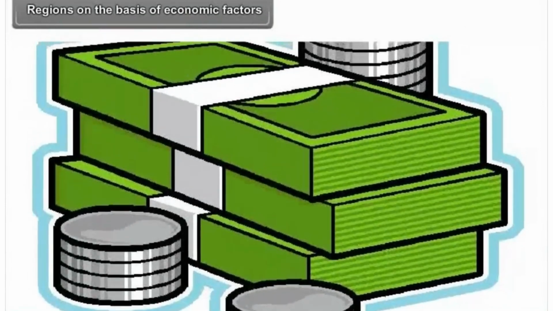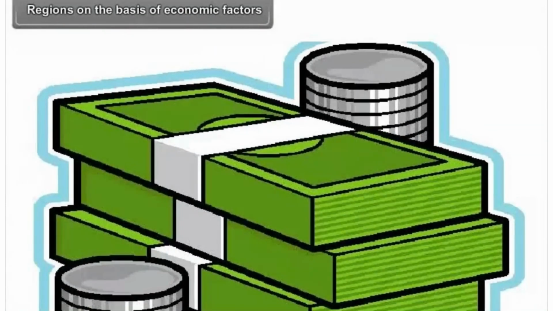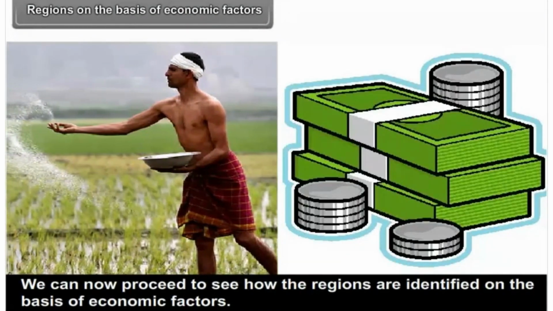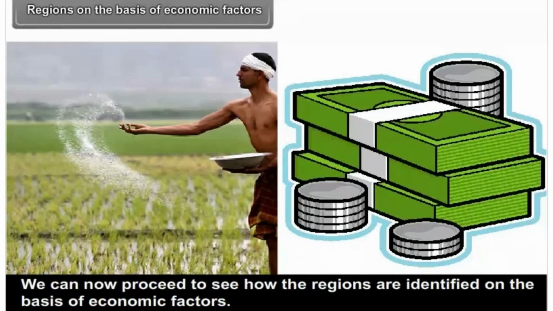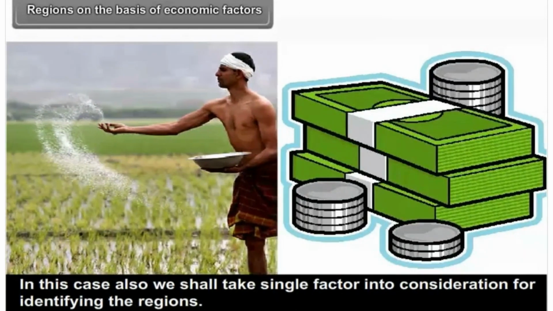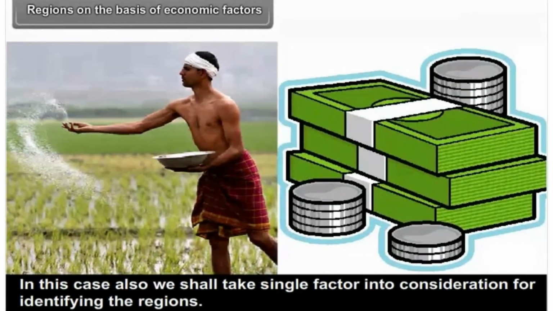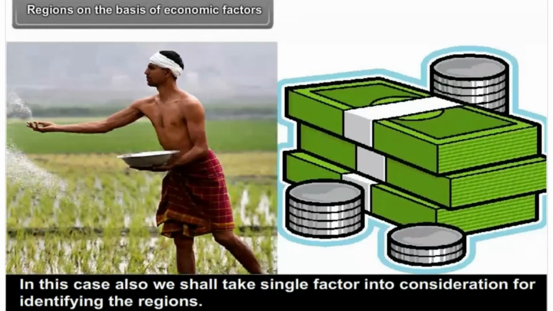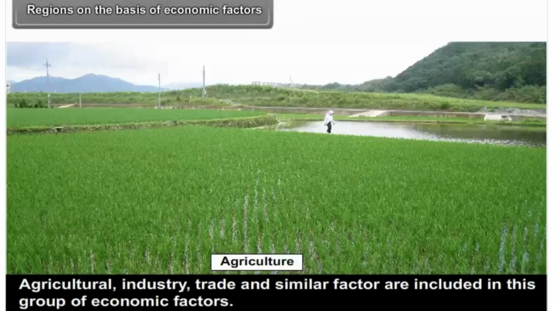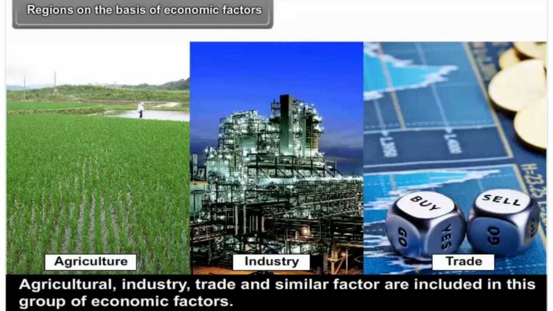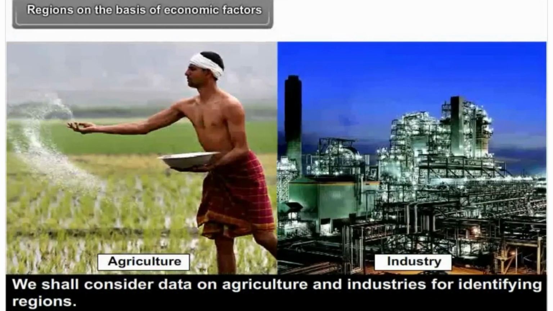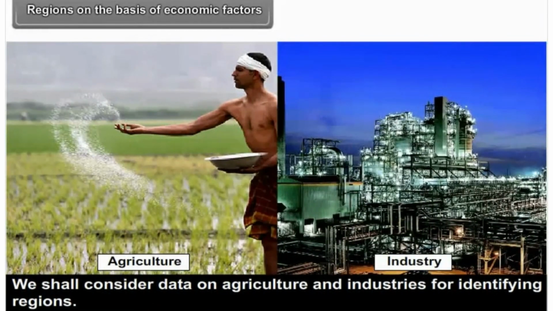Regions on the basis of economic factors. We can now proceed to see how the regions are identified on the basis of economic factors. In this case also, we shall take a single factor into consideration for identifying the regions. Agriculture, industry, trade and similar factors are included in this group of economic factors. We shall consider data on agriculture and industries for identifying regions.